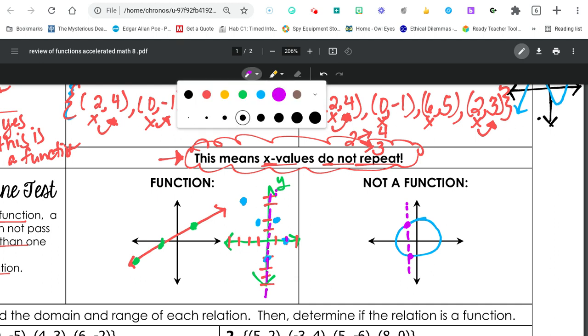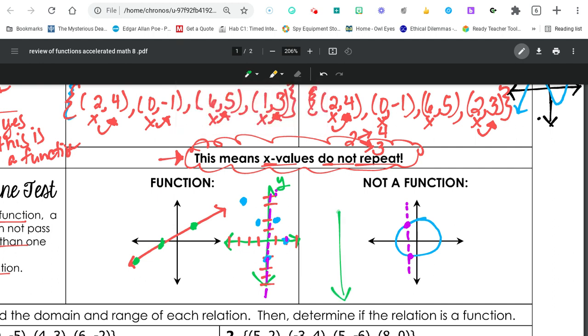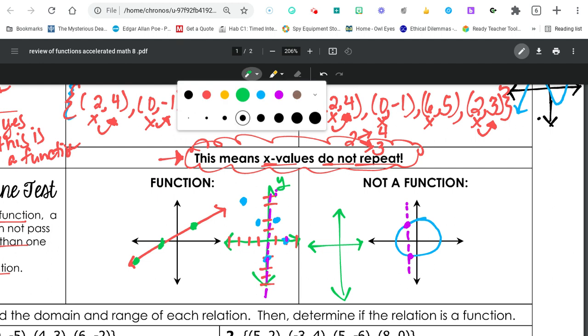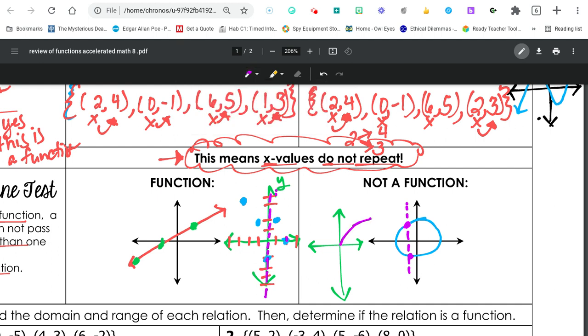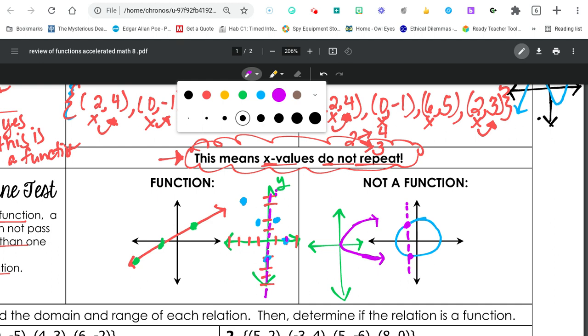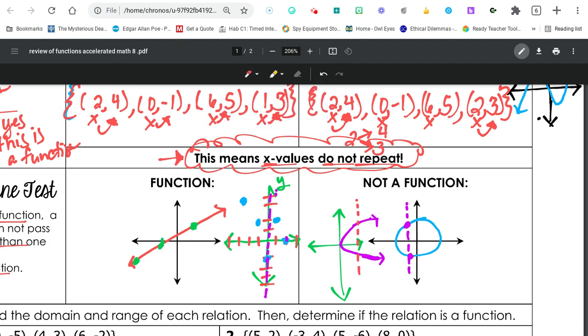Even if you had something like this, guys. Let me do the graph in purple. That's a continuous graph. It's not little scattered points. If I drop a vertical line, my red vertical line touches my purple graph in 2 spots. That's not a function.